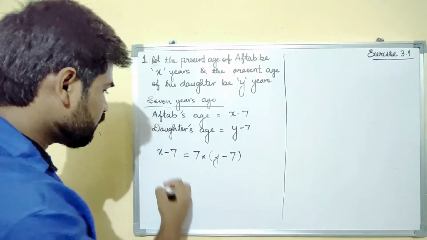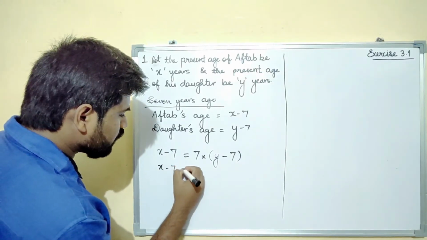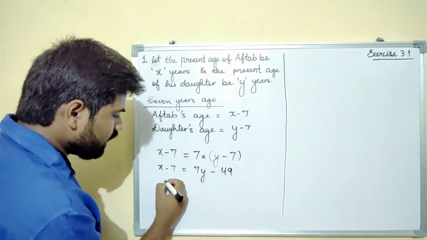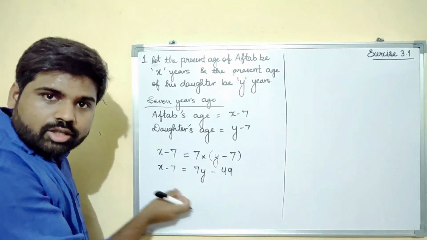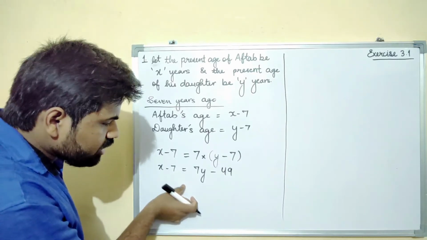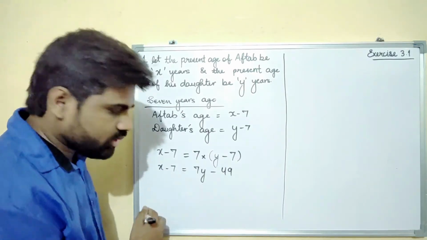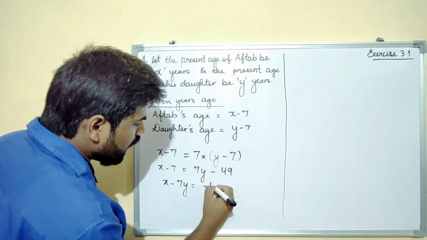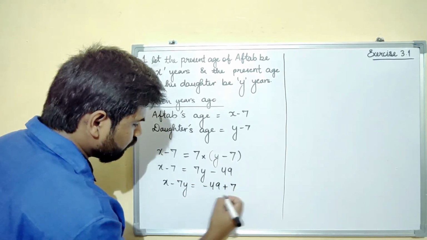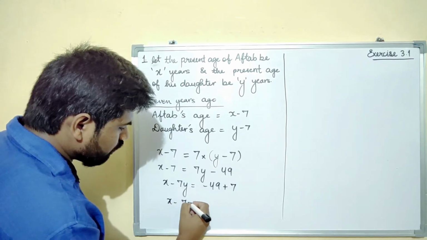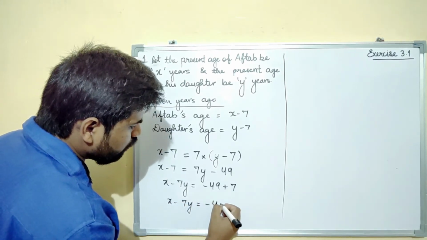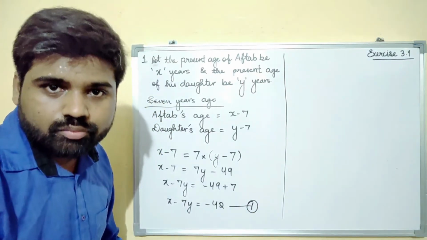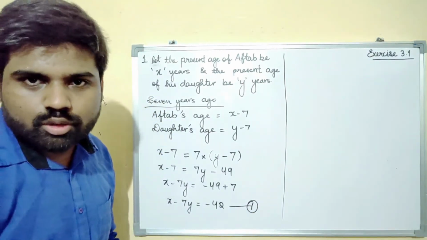Let us simplify this. x minus 7 is equal to 7y minus 49, and let us bring this 7y to the left hand side and take this minus 7 to the right hand side. So you will get x minus 7y equals minus 49 plus 7, or x minus 7y equals minus 42. So this is your first equation from the first situation. Okay, that was 7 years ago.